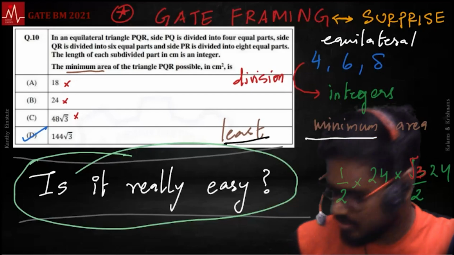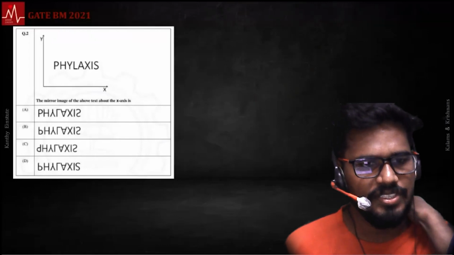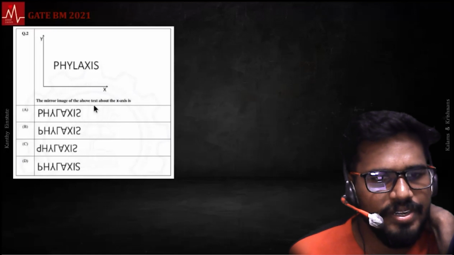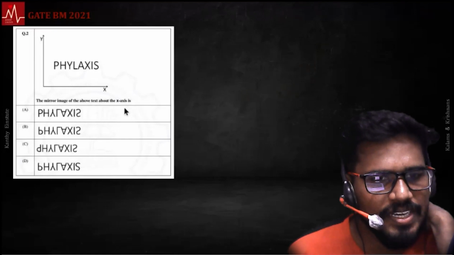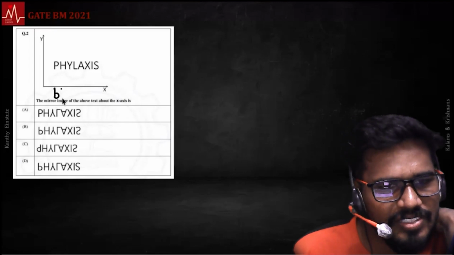So let's go to the next question. Yeah, many easy questions from here on. Symmetry, spatial aptitude, is it? Mirror image of the above text about the x-axis. About the x-axis, you want to mirror it. Let's do the mirror. H will be H.